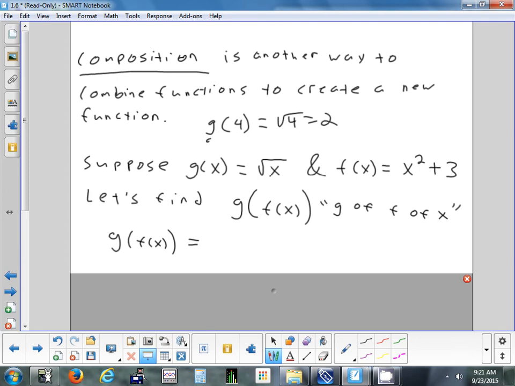Okay, if I said to find g of 9, okay, what does that mean to do? Yeah, square root of 9. In the function g, take x and replace it with 9 and see what you get. Well, g of f of x. Okay. In the function for g, I'm going to do the same thing. I'm going to take, and first I'm going to just write what f of x is. So it's g of, okay, let's look at what f of x is. X squared plus 3.